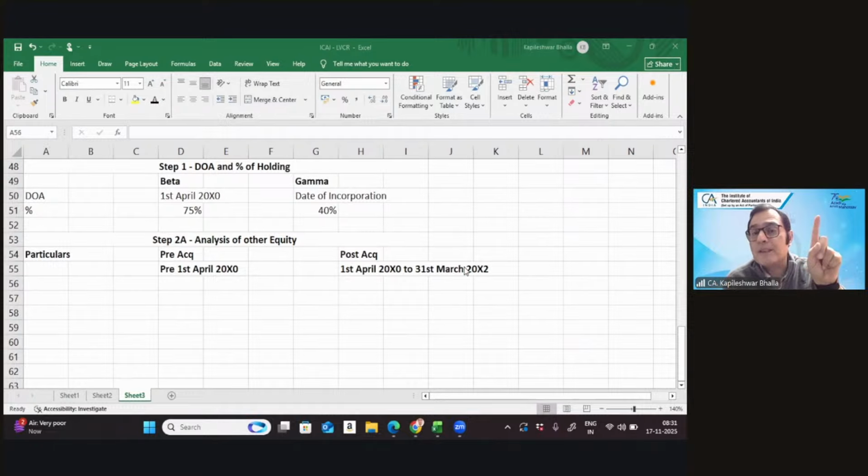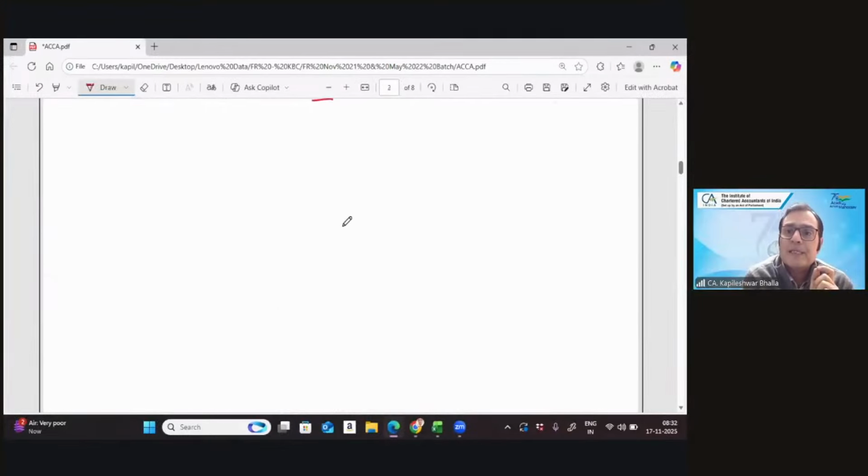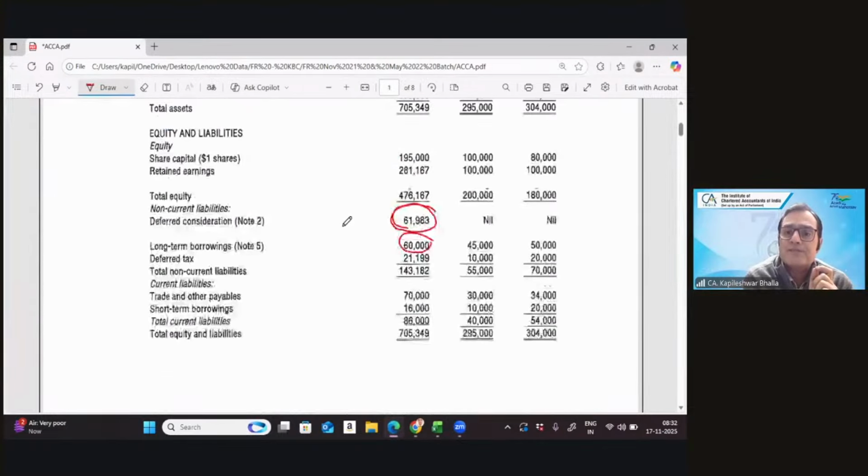So one is we're going to look at the balance sheet, other equity. Second is we're going to look at the fair value adjustments. And the third is we're going to look at the stock reserve if it is upstream. In this particular case, there is no upstream, it's downstream in nature. So the only two focus points are the balance sheet other equity, and the fair value adjustments. Let's begin.